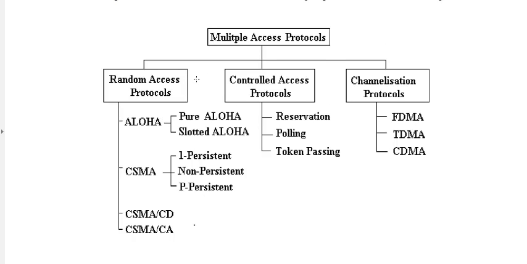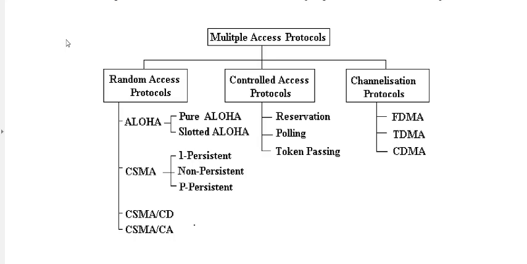See, random access means any station can send data at any time at its will. There is no specific rule here. So normally in random access protocols, definitely there is a chance of collision. The first one is Aloha, in which we have two different categories, pure Aloha and slotted Aloha. The second is CSMA, carrier sense multiple access. In this, we have three different strategies: one-persistence, non-persistence, and p-persistence. Apart from that, you have two more schemes, CSMA/CD and CSMA/CA. CD means collision detection, CA means collision avoidance.